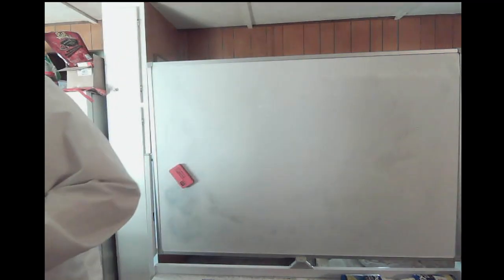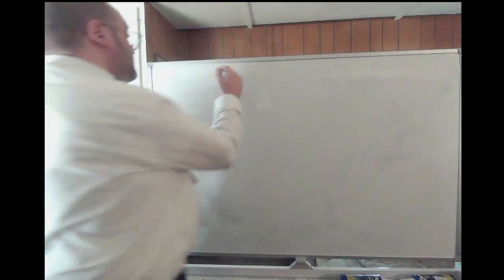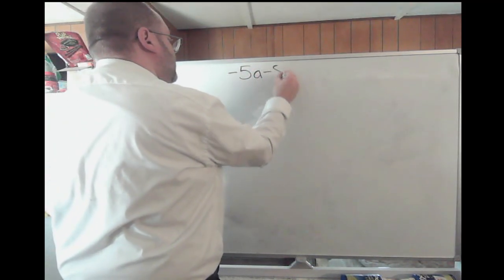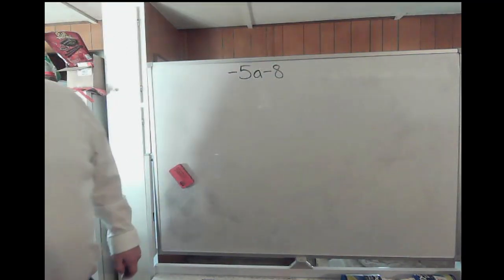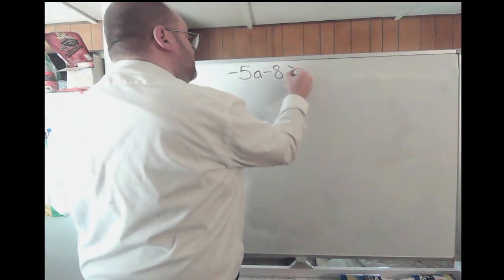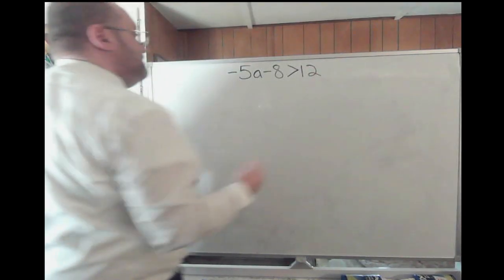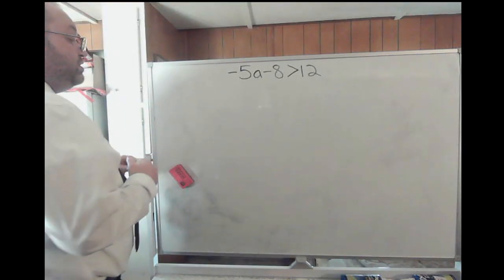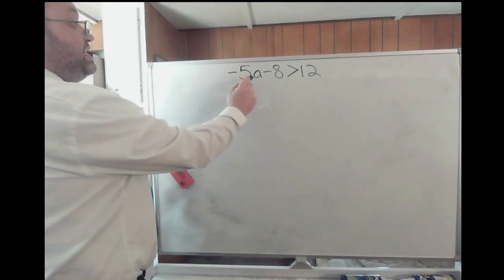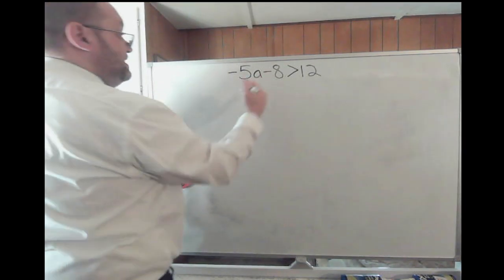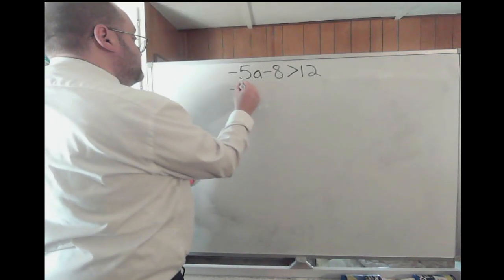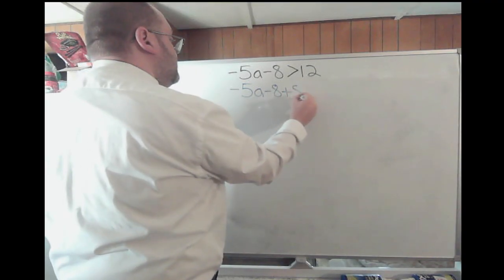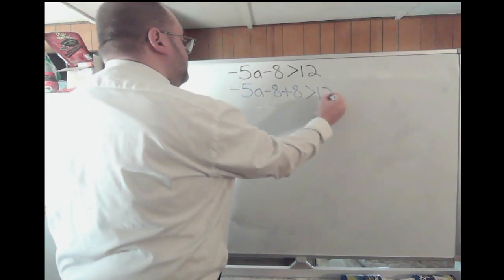Alright, 3 more. We got negative 5a minus 8 is greater than 12. We want to get that negative 5a by itself. We have minus 8, so we need to add 8. So negative 5a minus 8 plus 8 is greater than 12 plus 8.